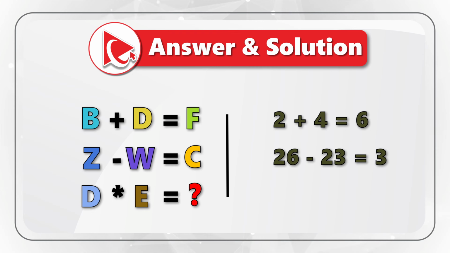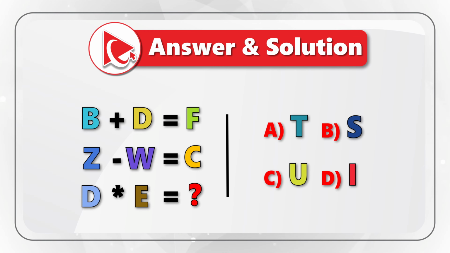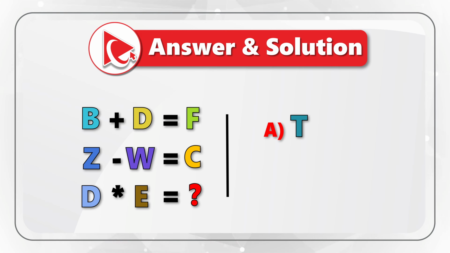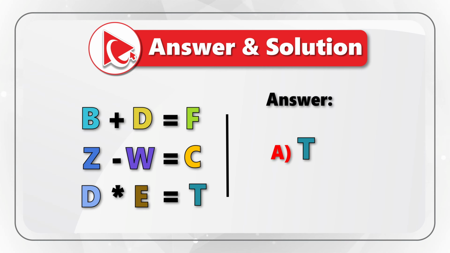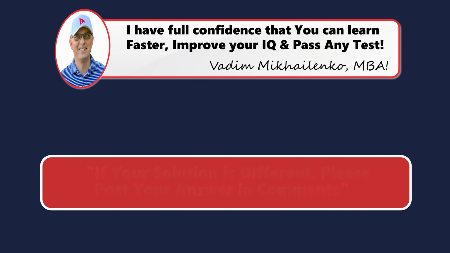So the last expression, d multiplied by e, in reality would be equal to 4 multiplied by 5 and would be equal to 20, which is associated with the letter t. So the correct answer here is choice A, t. Did you get to the same answer? If not, please make sure to post your answer and rationale in comments.